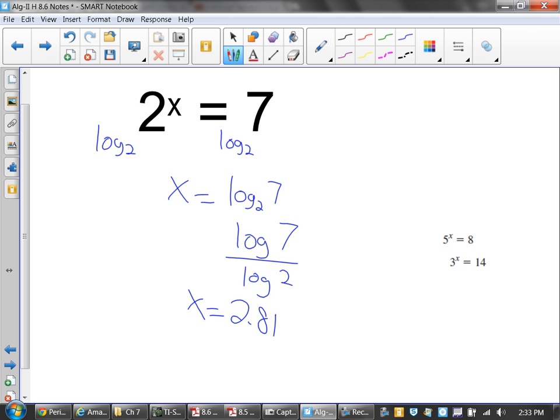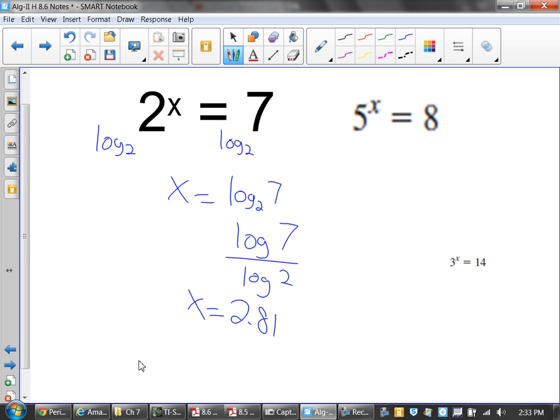Now, what if I told you there's another way to type that in your calculator? I found it. I found out the calculator. And this one here, if I had 5 to the x equals 8, I'm going to solve that one. I'll show you the other method of typing in your calculator.